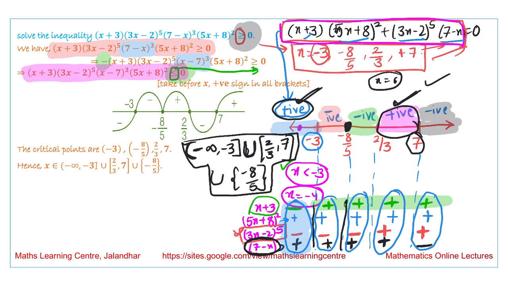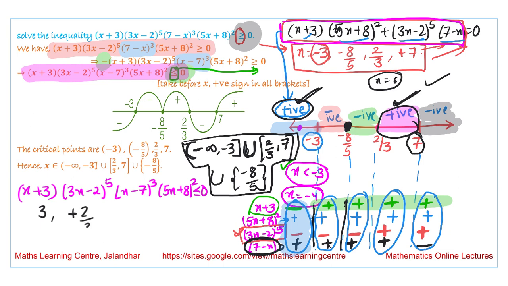So, I am writing the transformed equation over here. It is x plus 3 into 3x minus 2 raised to the power 5 into x minus 7 cube into 5x plus 8 square, it is less than or equal to 0. Again, the critical points, meaning those values for which this expression is equal to 0, are minus 3, plus 2 by 3, 7 and minus 8 by 5.